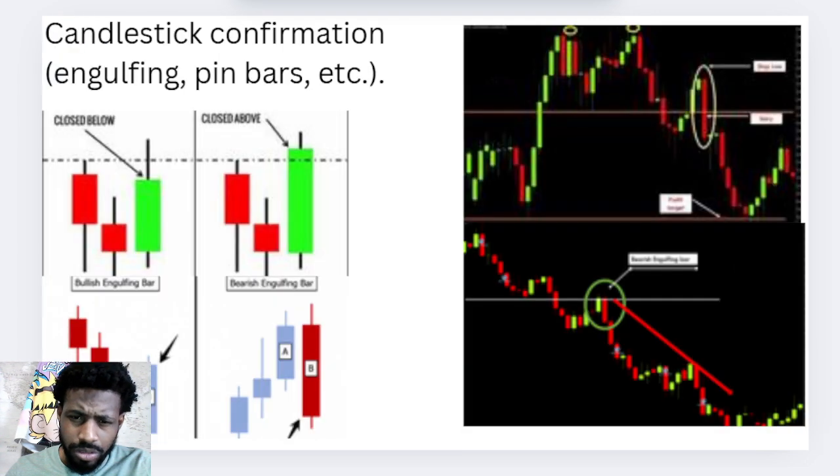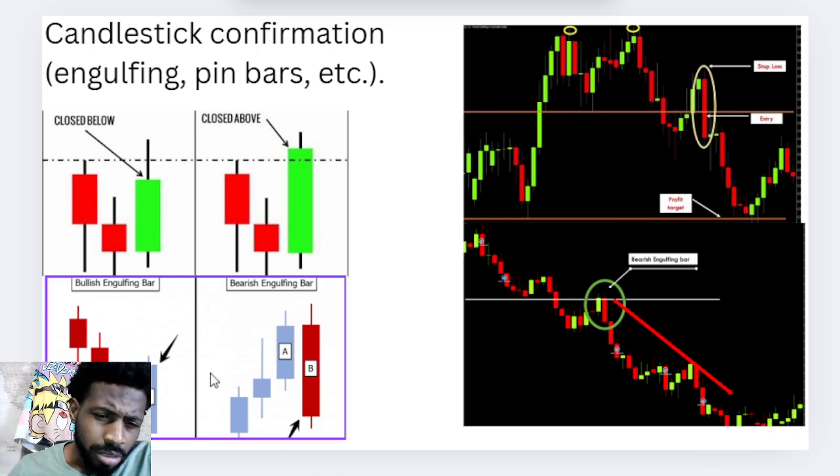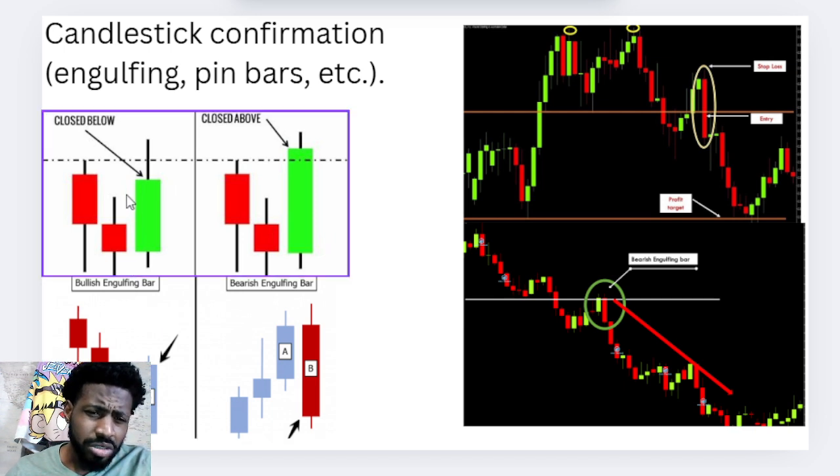Now we go over to the candle confirmation. This is what I use to enter, which is the engulf candle. You can use the pin bar and so on, but I like to use the engulf bar. So for example, this bullish engulf bar, as you can see, does not close above the previous candle's wick high, which means it's pretty weak.